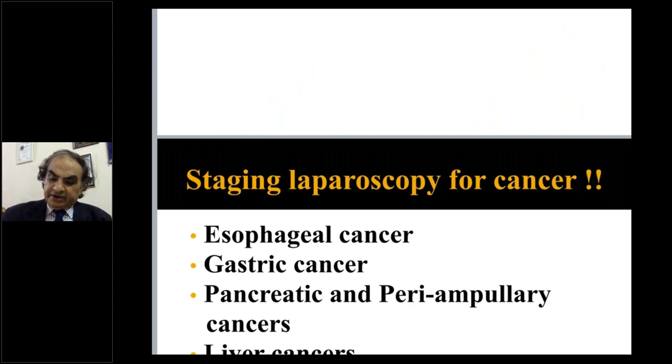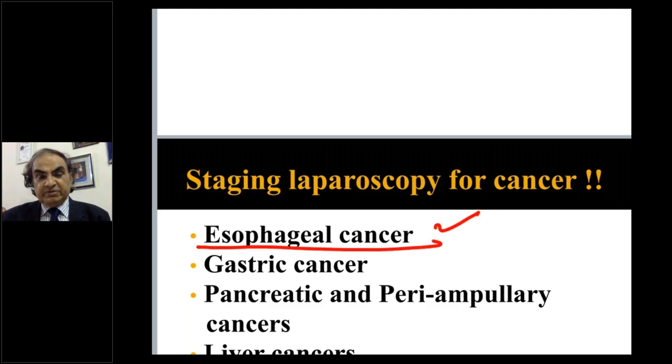The role is very clear, especially we know that in staging of esophageal cancer, if you don't have the stomach available, the tubes cannot be formed. Or if the nodes in the celiac group or the nodes along the cardia, I mean, the stations of the stomach, are involved in an upper one-third cancer of the esophagus, it will be taken as a metastatic disease because you have moved on to a non-regional metastasis. In gastric cancer, it is mandatory.